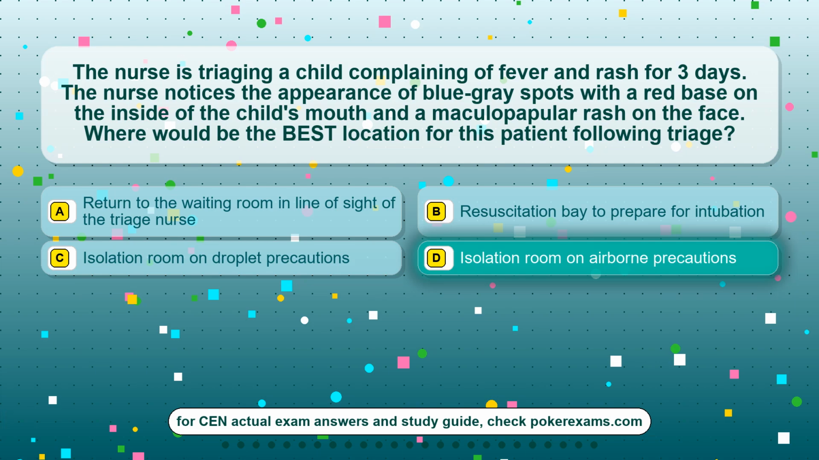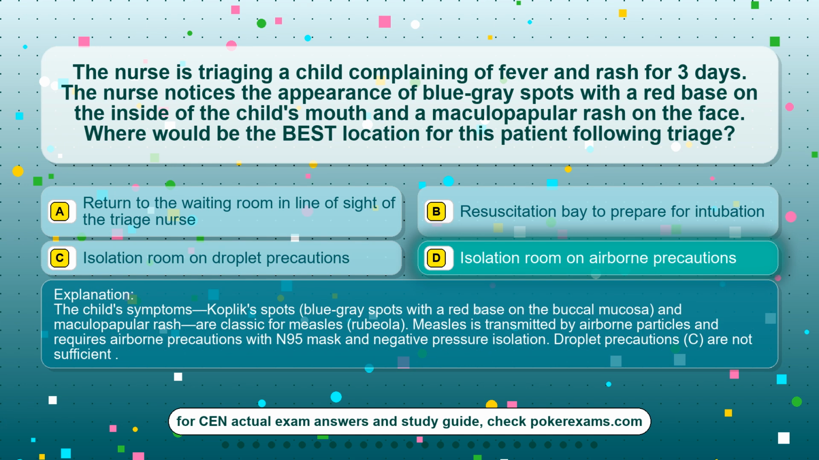The correct answer is option D. Isolation room on airborne precautions. The child's symptoms, Koplik spots (blue-gray spots with a red base on the buccal mucosa) and maculopapular rash, are classic for measles, rubella. Measles is transmitted by airborne particles and requires airborne precautions with N95 mask and negative pressure isolation. Droplet precautions, C, are not sufficient.